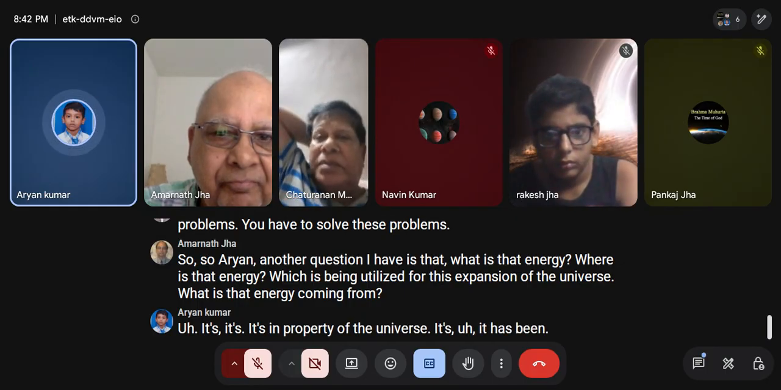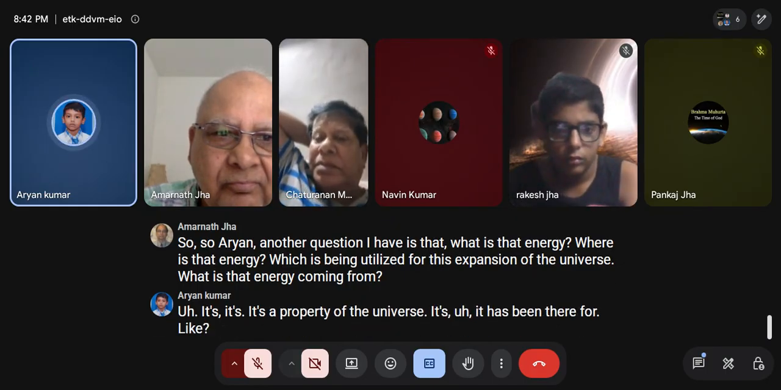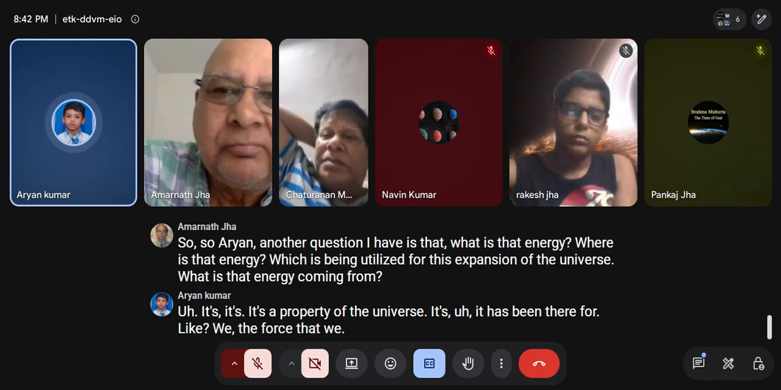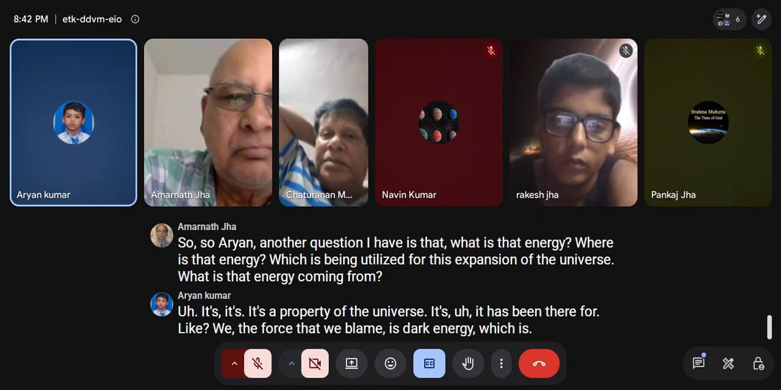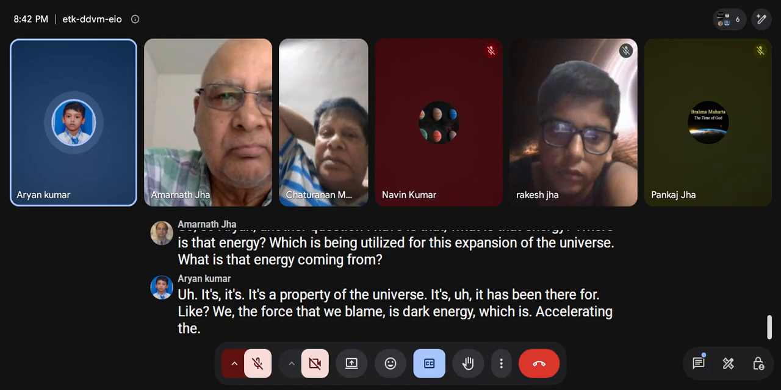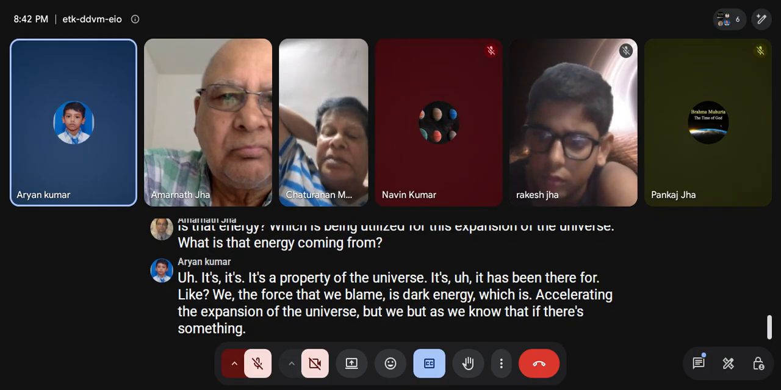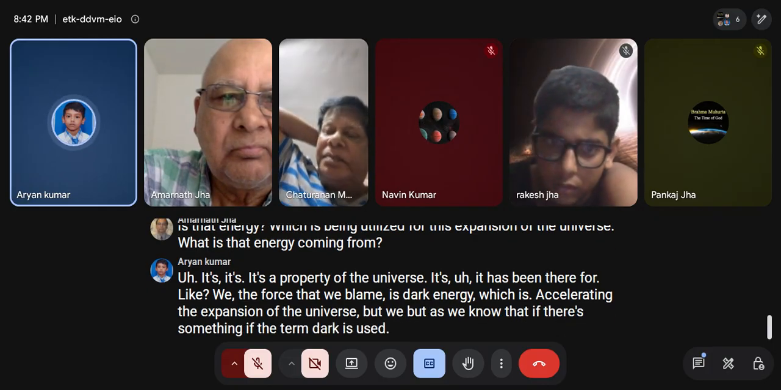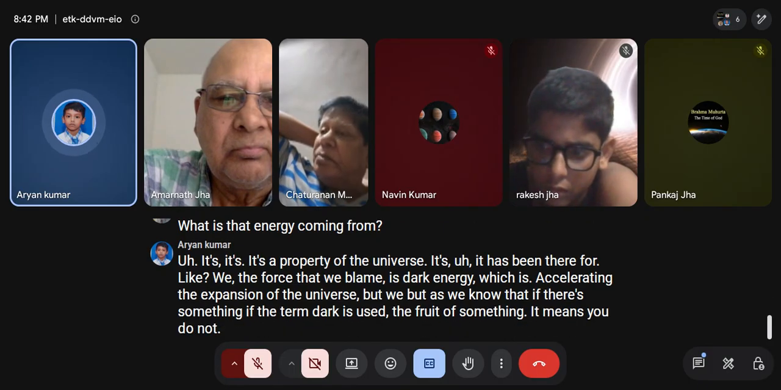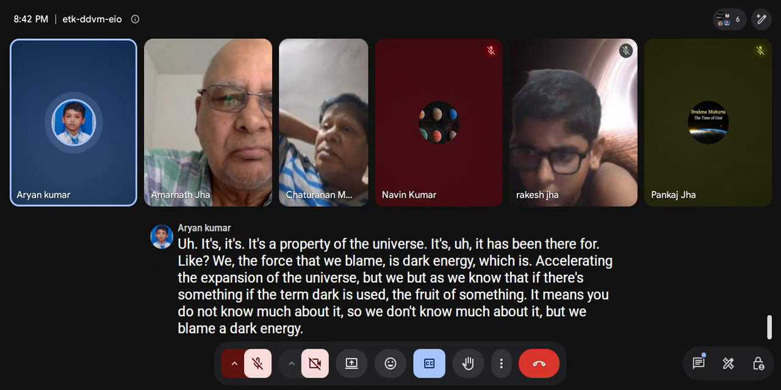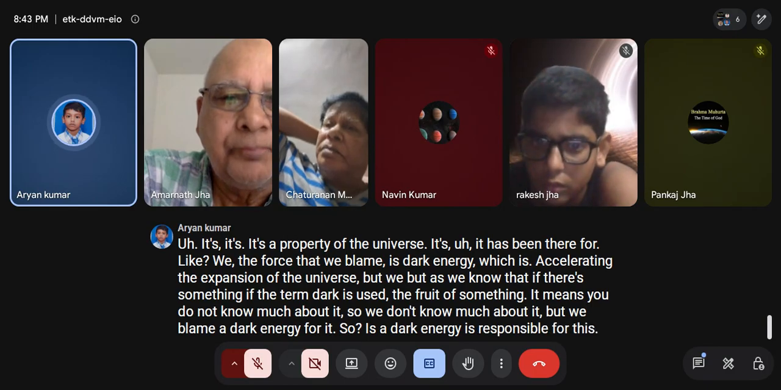The force that we blame is dark energy, which is accelerating the expansion of the universe. But as we know, if the term dark is used in front of something, it means you do not know much about it. So we don't know much about it, but we blame dark energy for it. So yes, dark energy is responsible for this expansion.